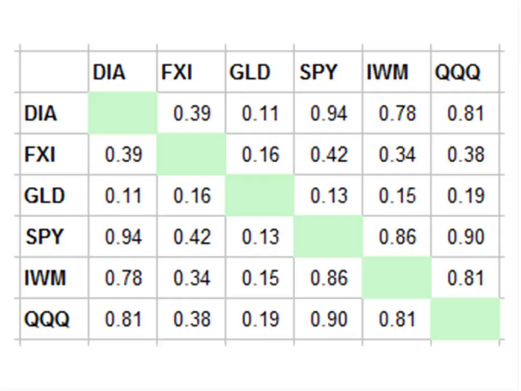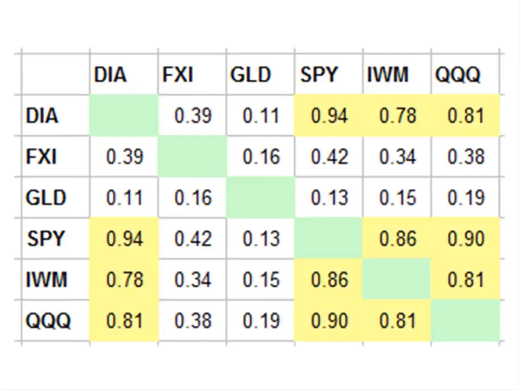Okay, so have you gotten a chance to look at these? I'm going to color those in that are over 0.5, right there. Those that are over 0.5 are right there, and you can kind of tell the usual suspects here. Diamonds correlate well with spiders, Russell, and Qs. Spiders correlate with diamonds, Russells, Qs. Diamonds, Russells, Qs, and spiders are all four correlated very well with each other.